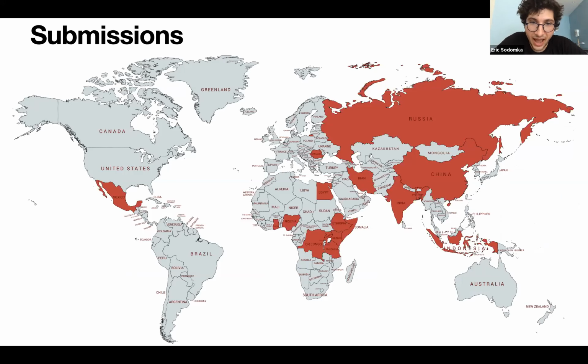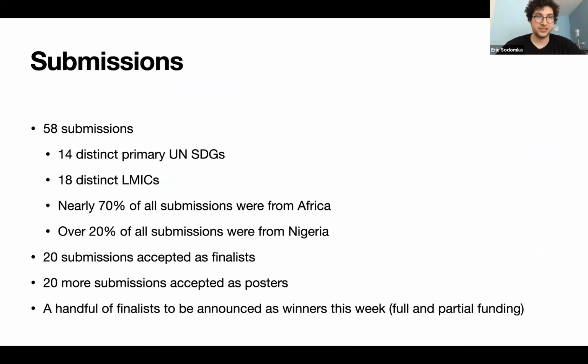So Africa was very nicely represented. Indeed, Uganda had a number of quality submissions. Tanzania, well, you can see the map there. Nigeria also had many submissions. So we had 58 total submissions. They covered 14 of the 17 UN Sustainable Development Goals. This came from 18 distinct lower middle income countries. Nearly 70% of all submissions were from Africa. Over 20% happened to come from Nigeria.